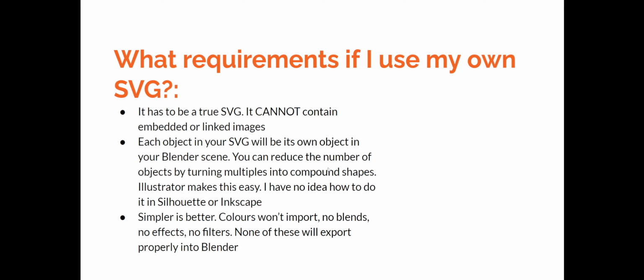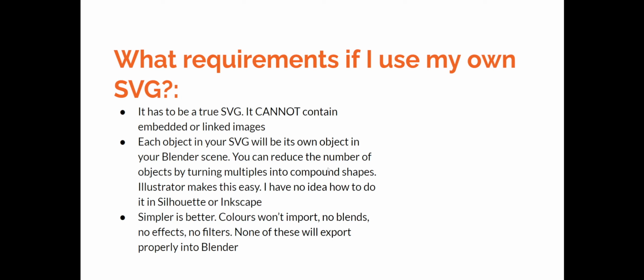Each object in your SVG will be its own object in your Blender scene. You can reduce the number of objects by turning multiples into compound shapes. I don't know how you do it in things like Inkscape or Silhouette, but in Illustrator it's super simple. Basically you just select the things you want and then you tell it to convert to a compound. When that gets imported into Blender, Blender will treat that as one complete object.